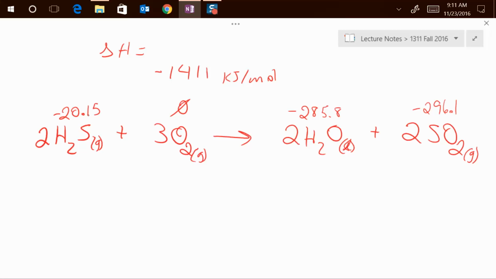Okay, those are the delta H formations for the compounds in this reaction here. Okay, so determine the delta H of this reaction. And these are all in kilojoules per mole.